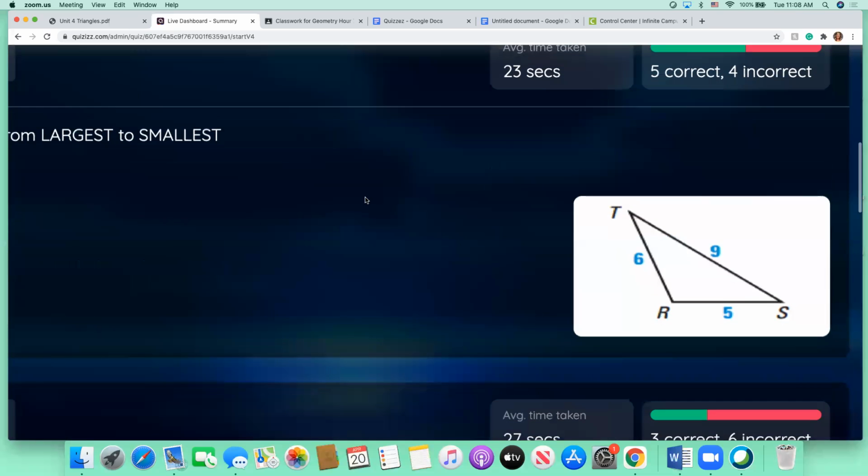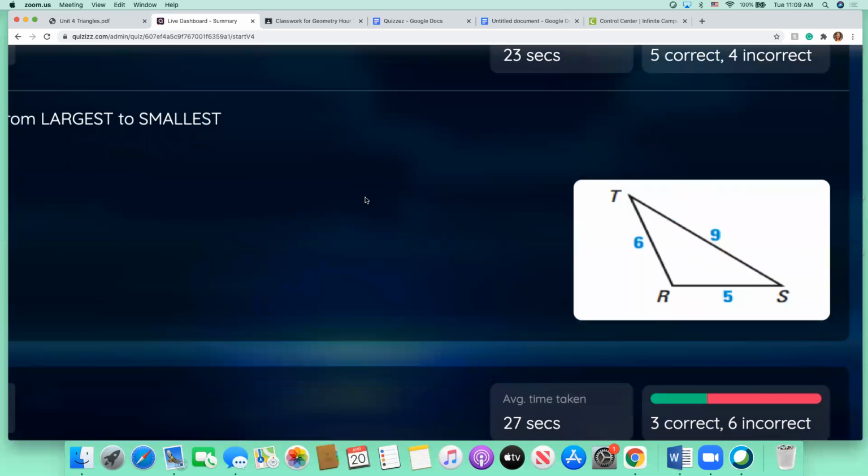Looking at this next one, it wants largest to smallest. So our largest side is going to be 9. Across from that 9 is R. So R is going to be our largest angle, followed by S and then T. Because looking across, we have across from the 9 is R, across from the 6 is S, and across from the 5 is T, which is how we came up with RST.